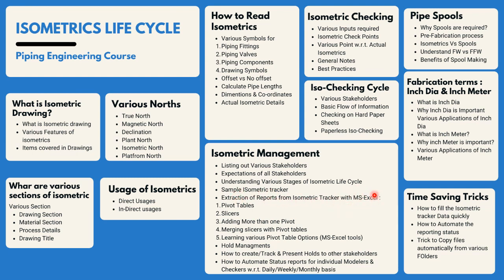Now, what are the various things in MS Excel which we need to use to extract the reports? We need to be expert in pivot tables, in using slicers, in adding more than one pivot, merging slicers and everything. Even if you have not used these earlier, we will learn each and everything step by step here. We'll learn Excel and see how we can implement that learning in the isometric tracker to extract these reports.